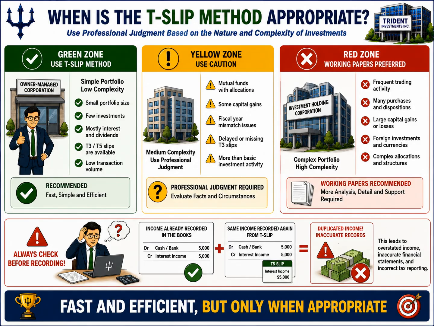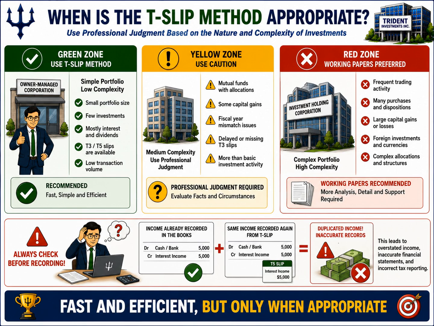Suppose the corporation's bookkeeping records have already recorded $5,000 of interest income during the year. Later, a T5 slip arrives showing the same $5,000. If the accountant records the T5 amount again without checking the books, the income will be duplicated. The corporation now reports $10,000 of income even though only $5,000 was actually earned. This creates overstated income, inaccurate financial statements, and potentially incorrect tax reporting.